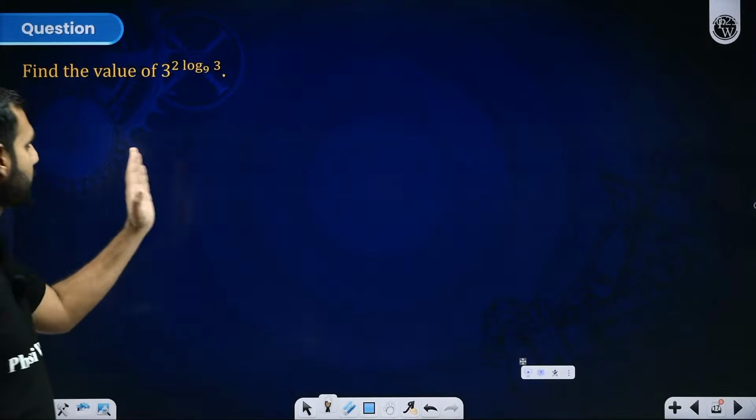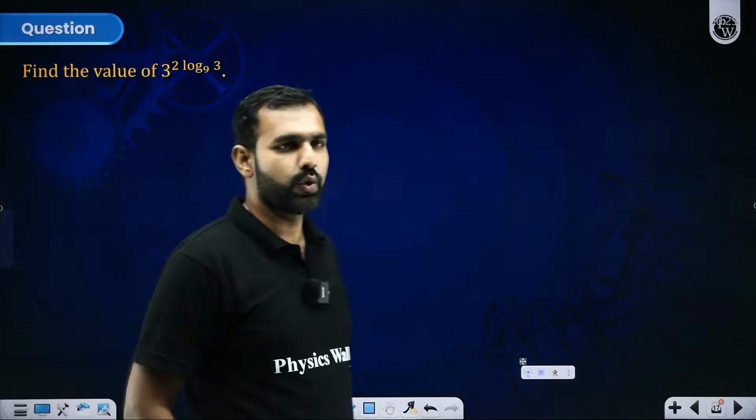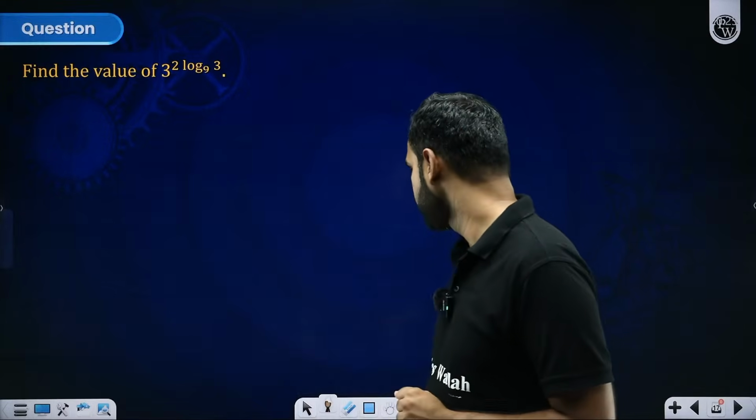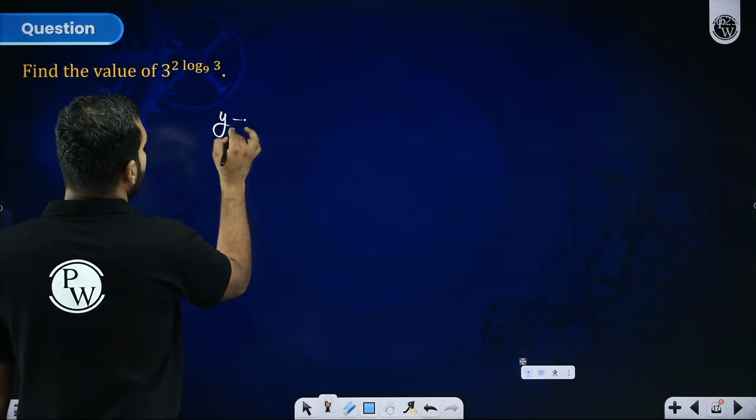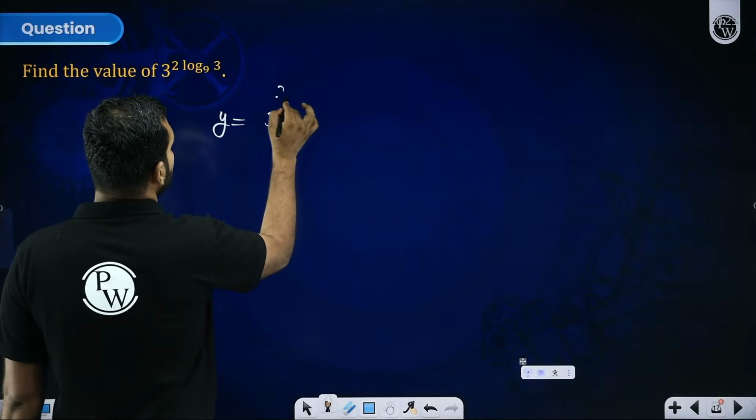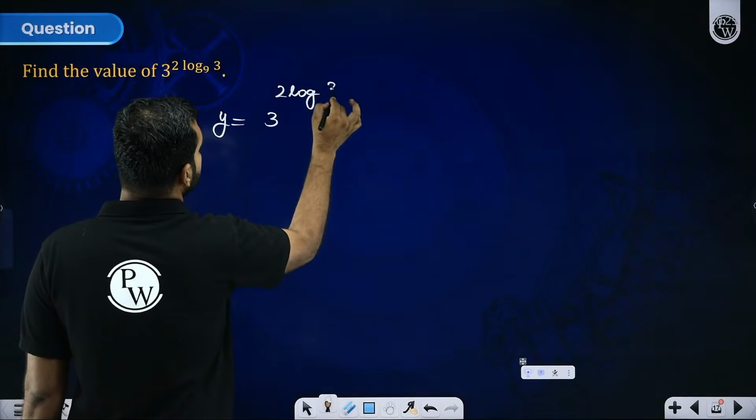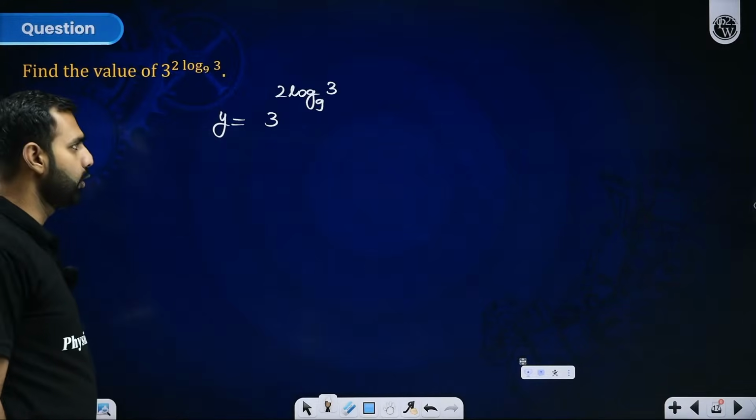With this, let's try one more question. Let us try to solve another question. How do we do it? Pay attention, everyone. This is what I need to figure out. Let's call it y for a while. So y I'm taking as 3 to the power 2 log 3 at base 9. I hope I can write it like this.